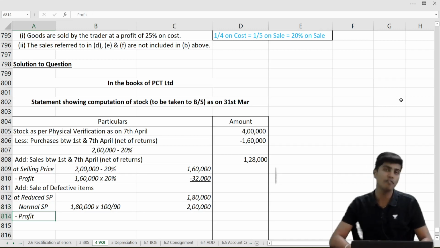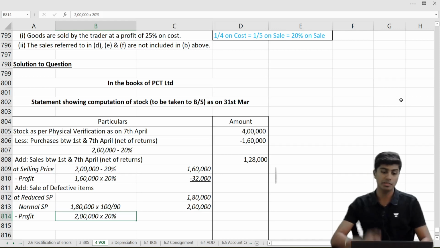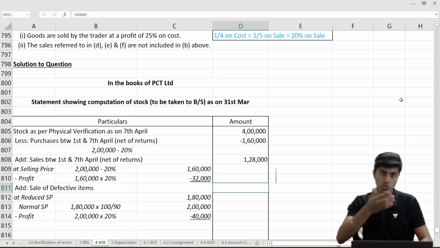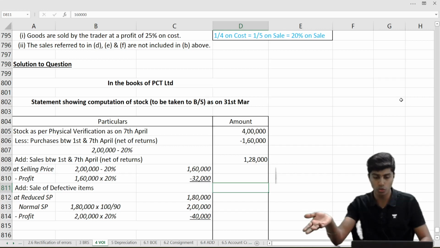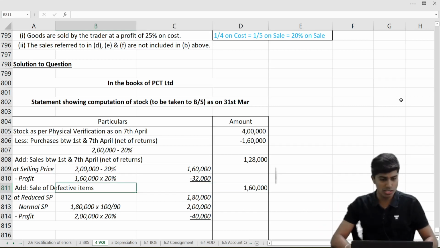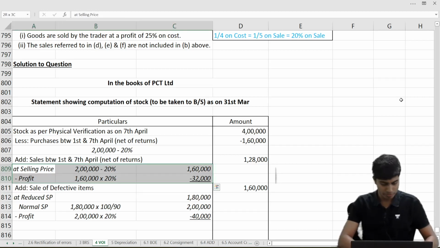I'll eliminate profit, that is 20% on sale. 2 lakh into 20%, because 20% cannot be applied on 1 lakh 80. That is 40,000. If I eliminate 40 from 2 lakh, my cost of defective goods sold will become 1 lakh 60. So this is the cost of goods sold. You guys get this? I hope you did.